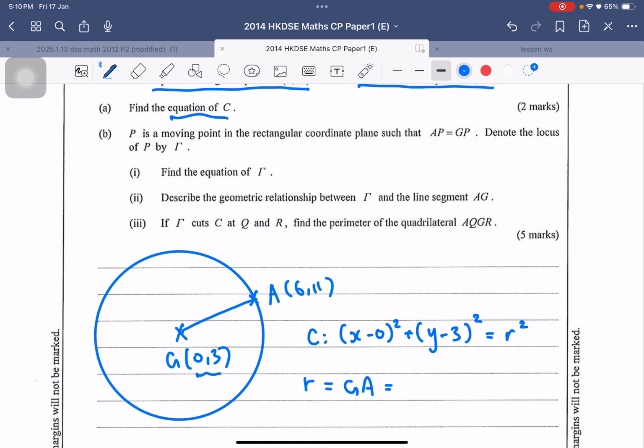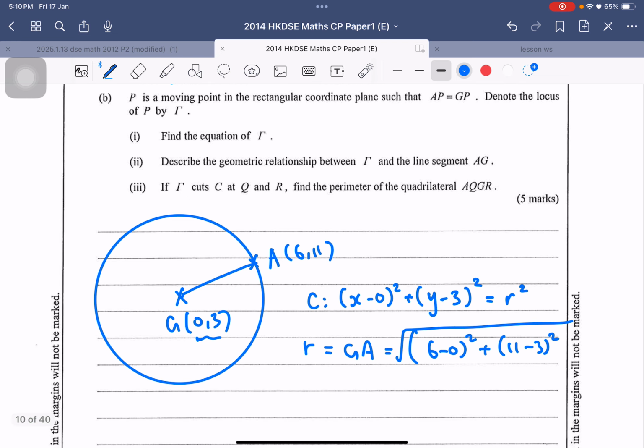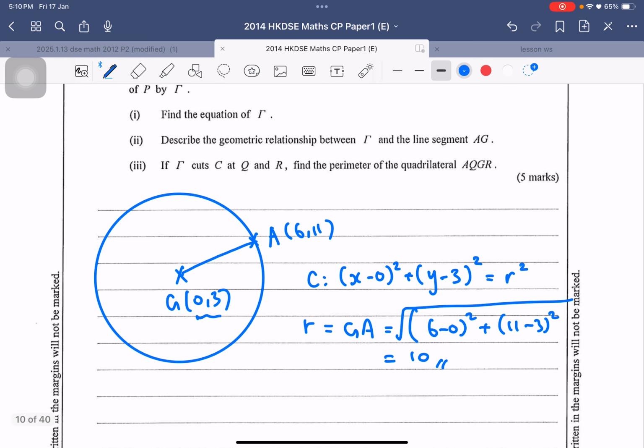Finding the distance between 2 points, which formula do we need to use? Distance formula. So that's going to be the square root of (6 minus 0) squared plus (11 minus 3) squared. Use your calculator. This gives you 10. So we can say the equation of C is x squared plus (y minus 3) squared equal to 10. Is this correct? It's not 10, it's 10 squared. Yes, 10 squared. Thank you. That's good.